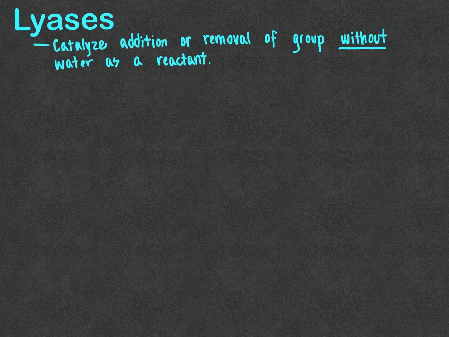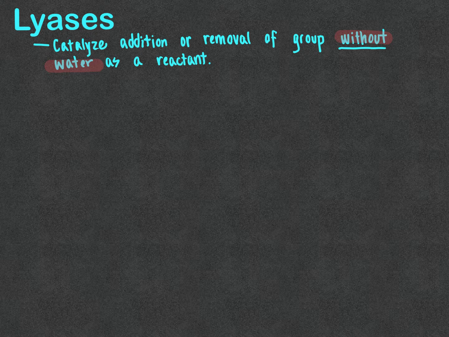Now we move on to the next classification of enzymes, which are lyases. Lyases catalyze the addition or removal of a functional group from a molecule without using water as a reactant. So a key distinction between a hydrolase and a lyase is that the lyase works without using water as a reactant. If you see water reacting to break a chemical bond, we classify it as a hydrolase.